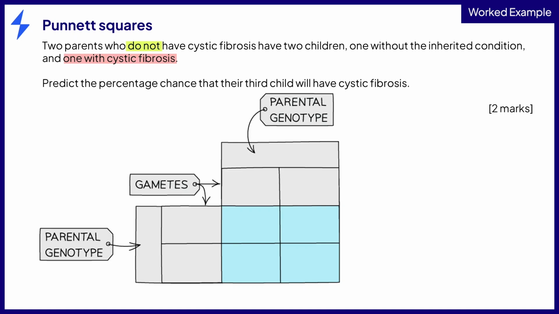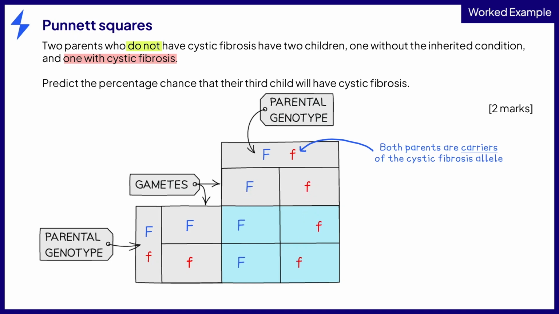We can also imply from this information that both parents are heterozygous, because they are capable of having offspring with a different phenotype, meaning they both passed on the recessive allele to their cystic fibrosis child. In this instance, the parents are called carriers of the cystic fibrosis allele. Let's complete the Punnett square to show the likelihood of them having another child with cystic fibrosis.